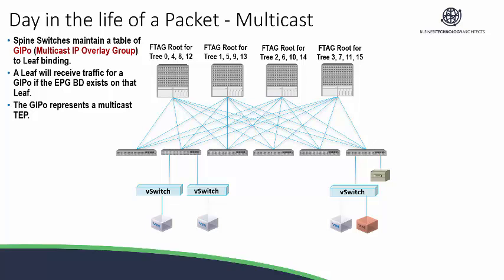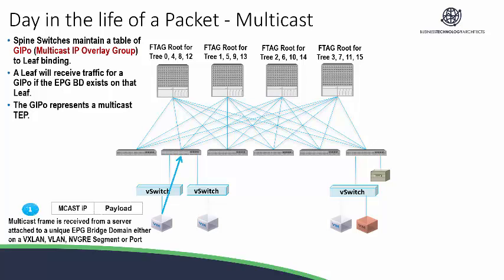So, a day in the life of a multicast packet. Again, we've got FTAG routes on spines with 16 possible paths. The spine switches maintain a multicast IP overlay group to leaf binding. A leaf will receive traffic for the IP overlay group if an EPG bridge domain exists on that leaf. The GIPo represents a multicast TEP.